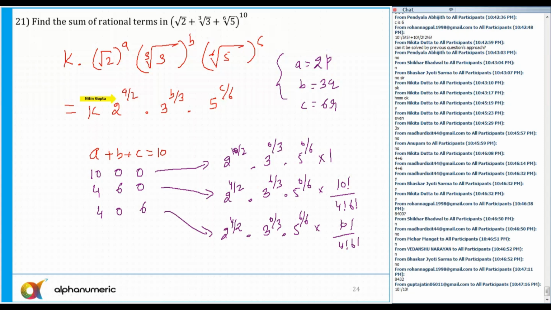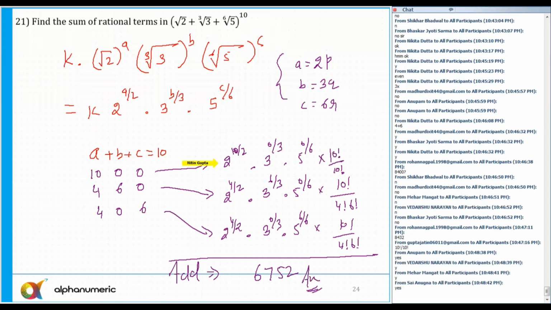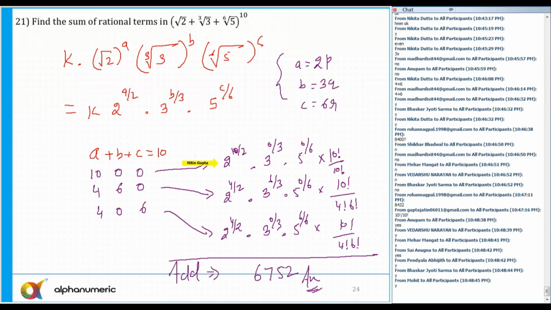And add all of them. Because I need to find out the sum of all the rational terms. So it means I need to add all of them. Whatever the coefficients are there, I need to add all of them. Okay. So add all of them, and you'll get the answer. I'm writing the answer directly. That will be 6,750. That will be the final answer. Is that clear to all of you? Please respond. Any doubt? Can I move to the next question?